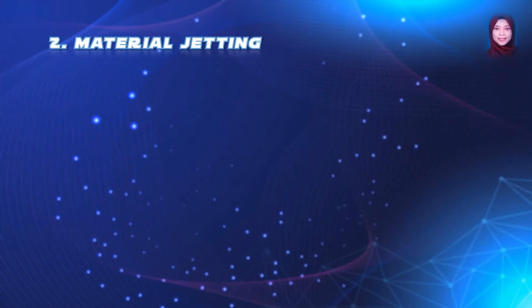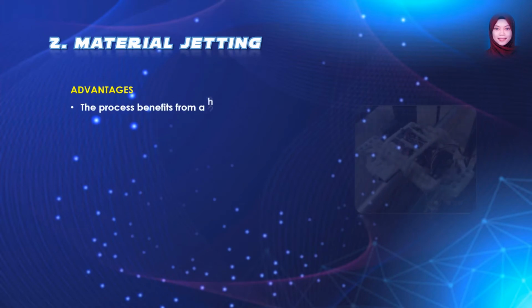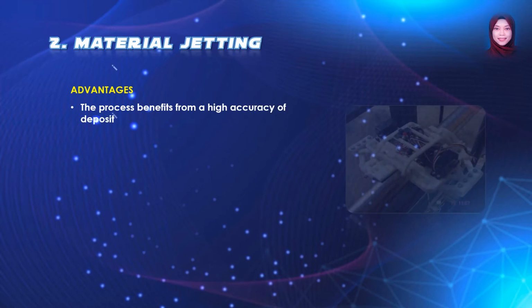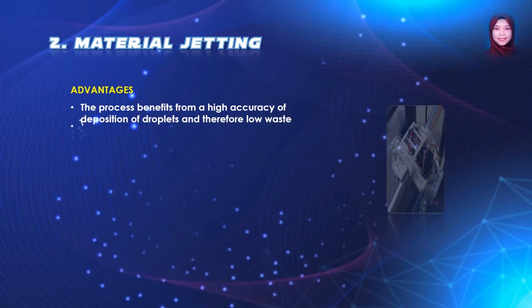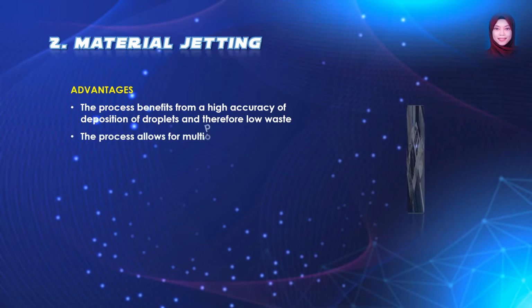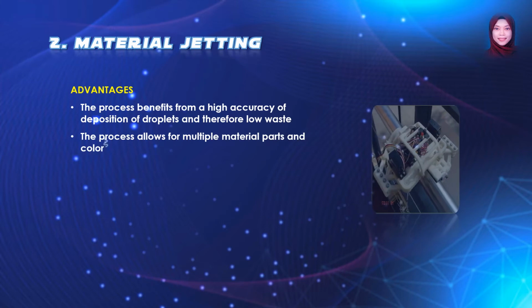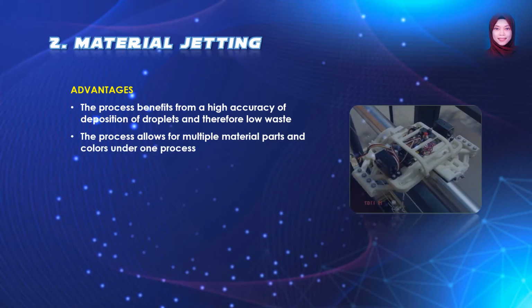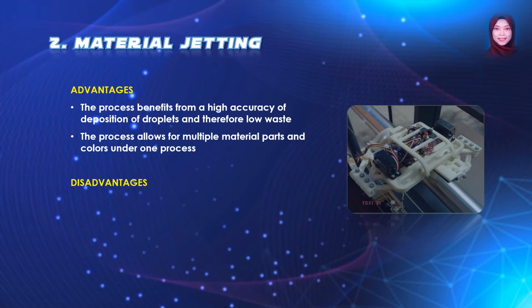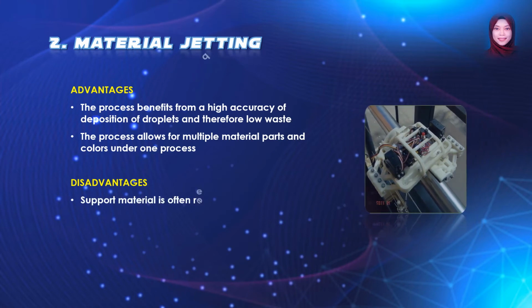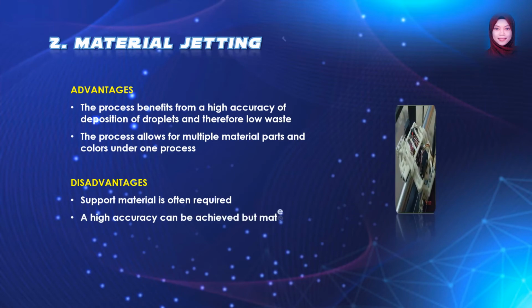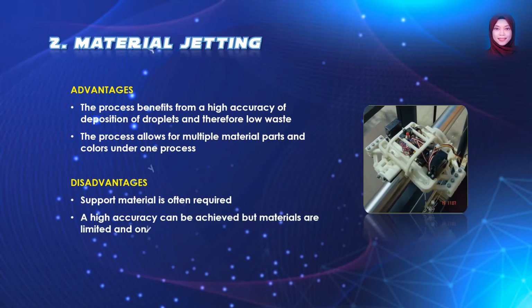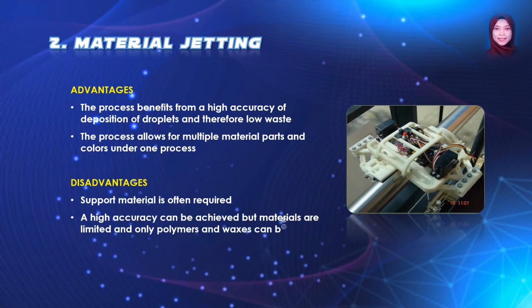Material jetting. Advantages: the process benefits from a high accuracy of deposition of droplets and therefore low waste. The process allows for multiple materials, parts, and colors under one process. Disadvantages: support material is often required. A high accuracy can be achieved, but materials are limited and only polymers and waxes can be used.